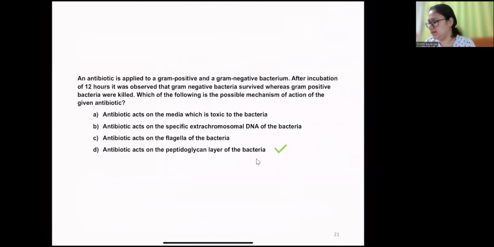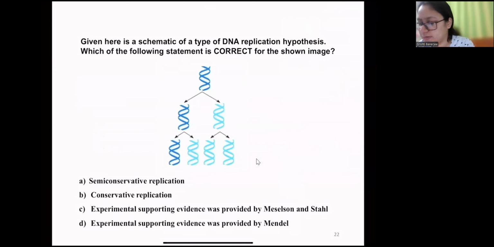So I guess this was clear, why it's the peptidoglycan layer. Let's move on to the next question.